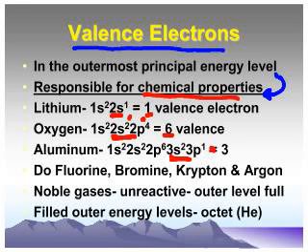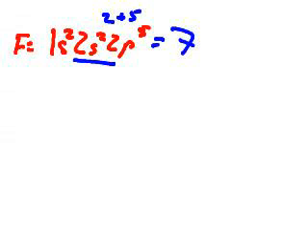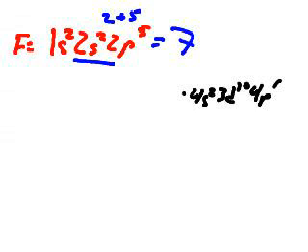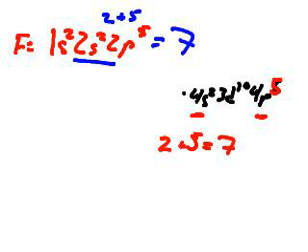Then it wanted us to take a look at bromine. Bromine's atomic number is 35, so it's going to be a little bit longer. It's going to be 1s squared, 2s squared, 2p to the 6th, 3s squared, 3p to the 6th, 4s2, 3d10, 4p5. Its outermost electrons are in the 4th principal energy level. So if we add together the s's plus the p's, 2 plus 5 gives us 7 valence electrons.